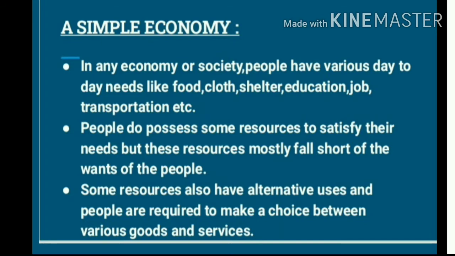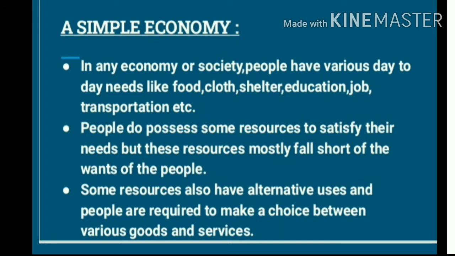So students, what happens? Despite these unlimited wants that people have, the resources to satisfy these wants are not unlimited. On the contrary, these resources are very much limited. Most of the time, these resources fall short of the wants of the people. That means what people want is always more than the resources available with them. We want so many things, but we do not have so many resources to fulfill all our wants.